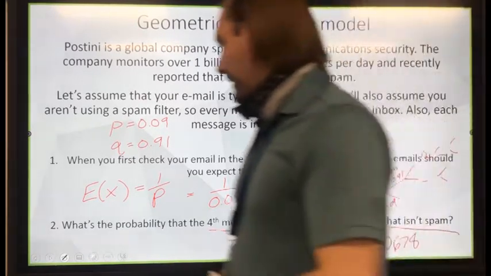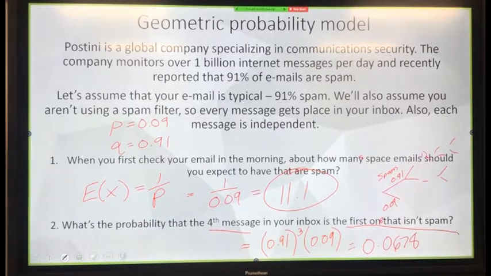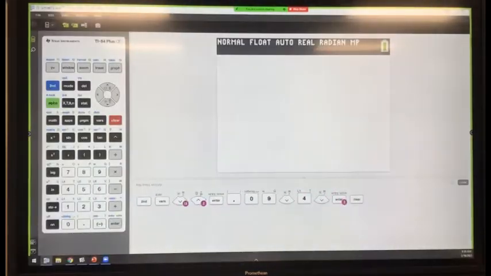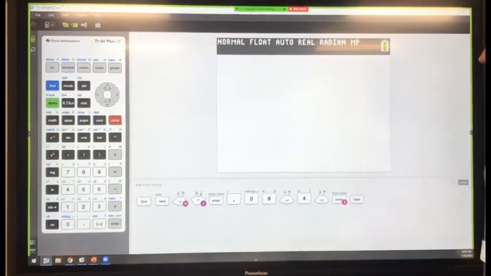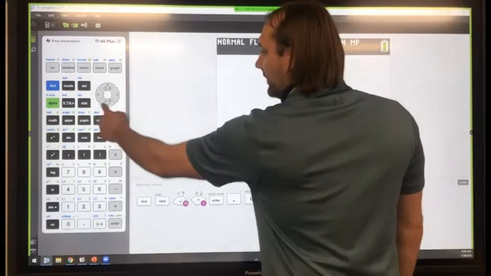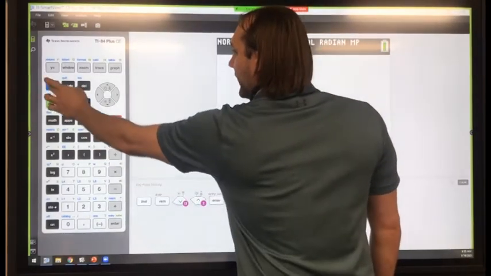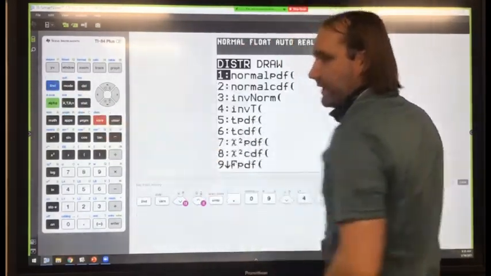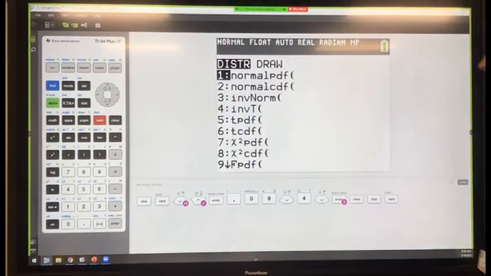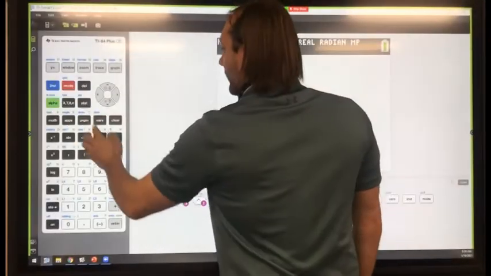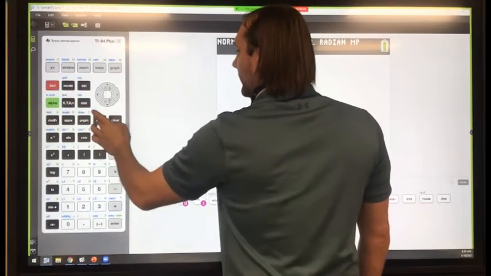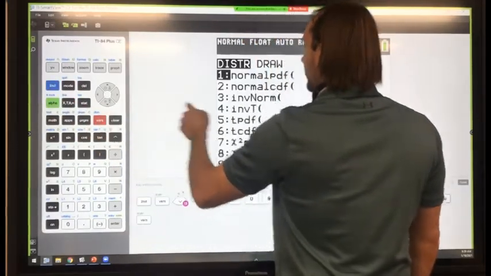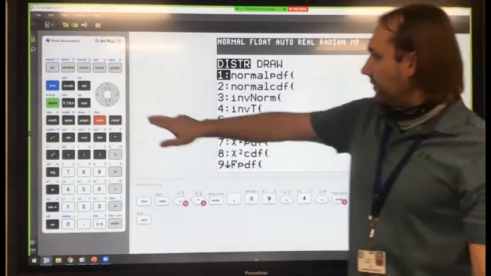Now to do this in the calculator, make sure you pay very close attention to this. The calculator has a geometric probability feature in it. You're going to find it in distribution. So second vars, everybody should probably do this with me. Above vars is distribution. So second vars gets you to this distribution.